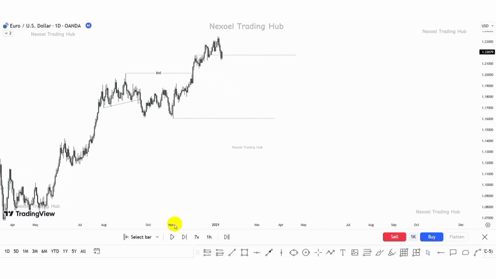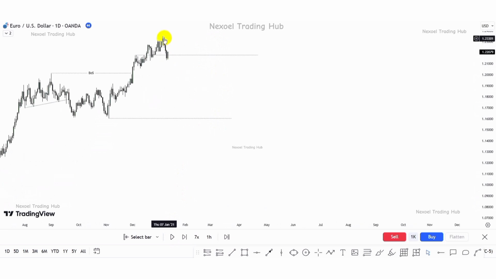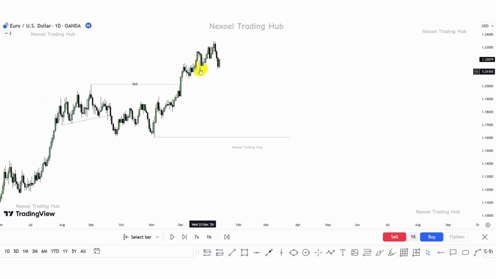Price is further going to the upside. So basically, we can see that price is still trending to the upside. We want to see price seek the internal liquidity. So we have a pullback. You can see here we have this inducement here, and in the picture we have this other one here.